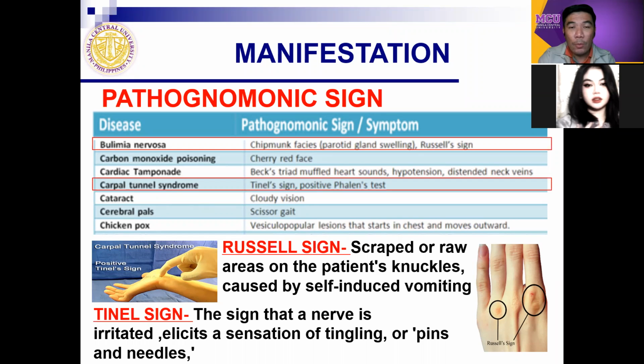Question: do they really put it in that far? Yes. Actually, not that far, but they force their fist in because they really want to induce vomiting. It is truly self-induced. They will eat and eat and eat but then vomit. So that's bulimia nervosa. And cherry red face is for carbon monoxide.